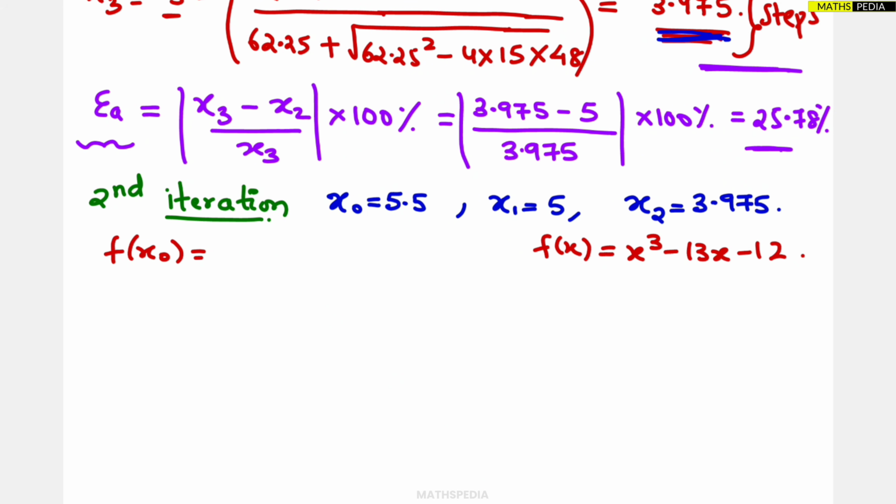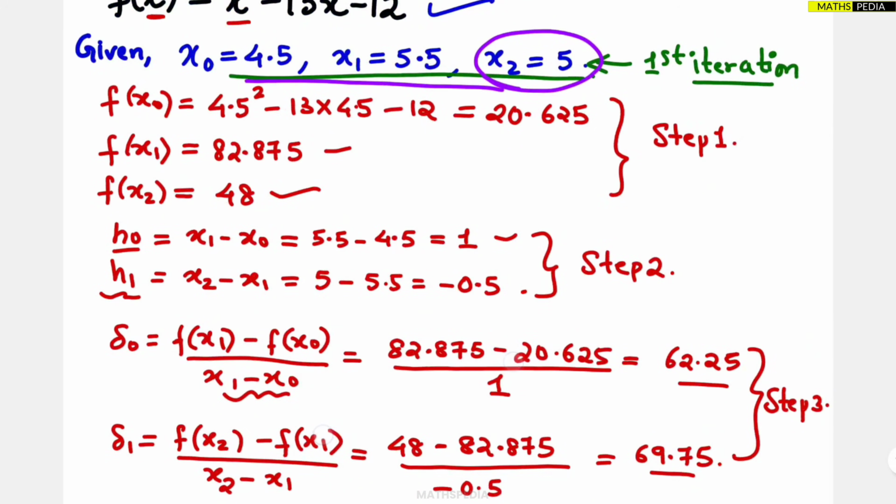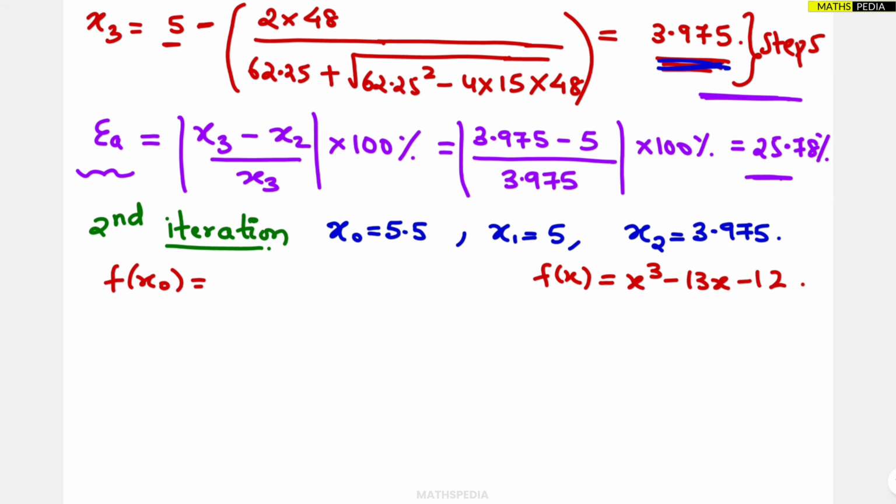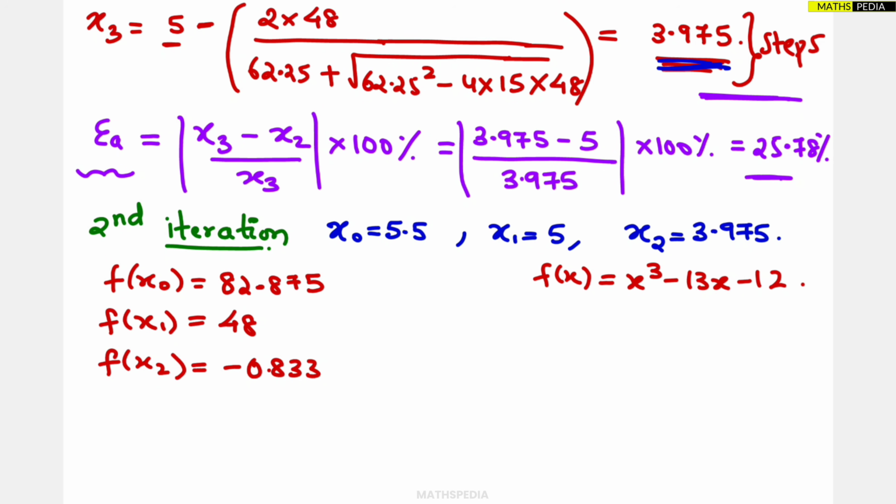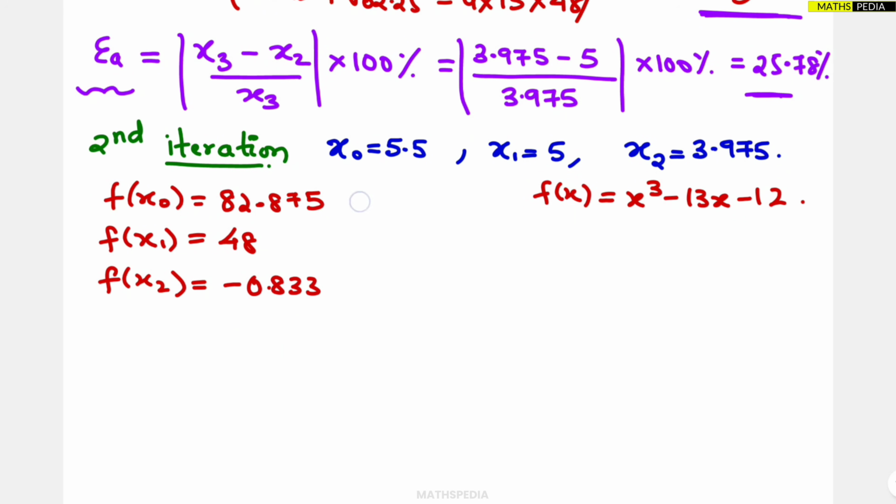In this equation you have to substitute for f of x0. Now x0 has changed, it is 5.5, but previously it was x1. So whatever f of x1 was there, that will come in place of f of x0, just shifting, right? Anyways, you can put it in the calculator and verify: 82.875. f of x1, in place of x, 5 you substitute, 48. Now f of x2 is a new thing, you substitute 3.975 and you will get the answer as minus 0.833. This is nothing but step number 1.